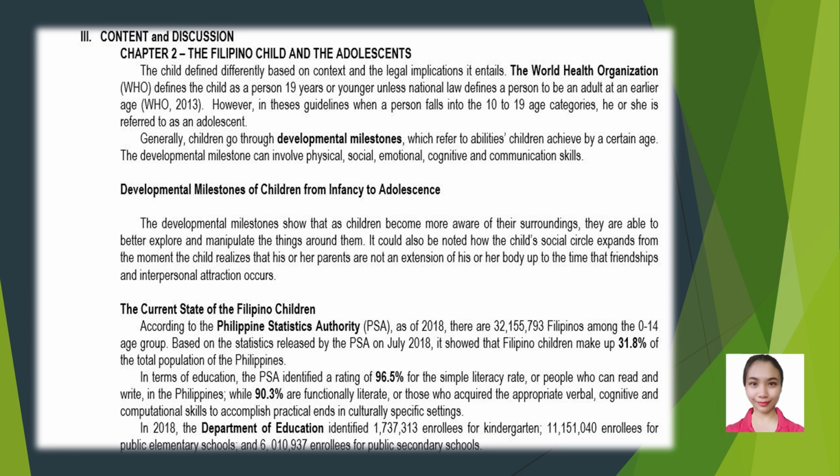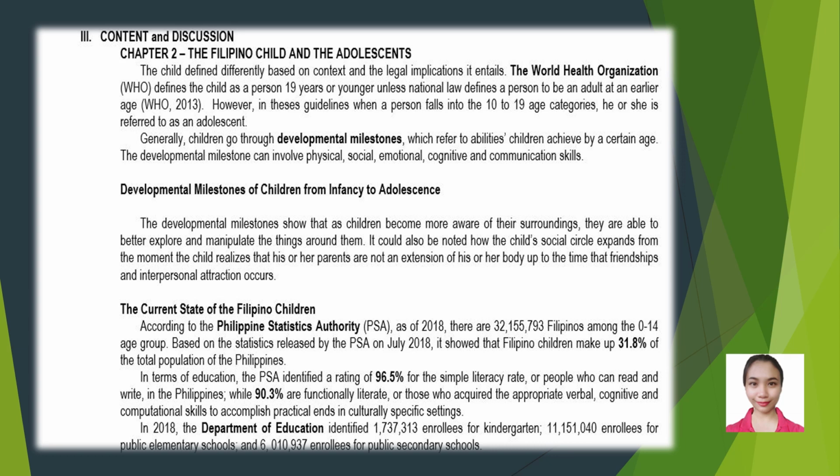Okay, next we have, generally, children's developmental milestones, which refer to abilities children achieve by a certain age. The developmental milestones can involve physical, social, emotional, cognitive, and communication skills. So class, according to UNICEF, in the month of October, year 2019, they stated that Filipino children are increasingly suffering from poor diets.